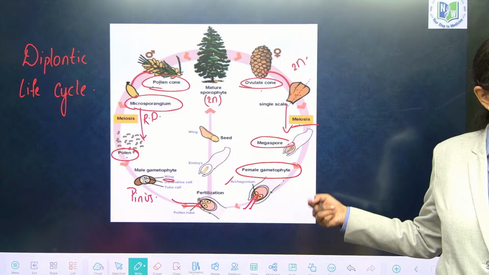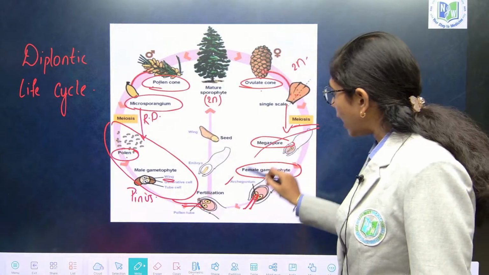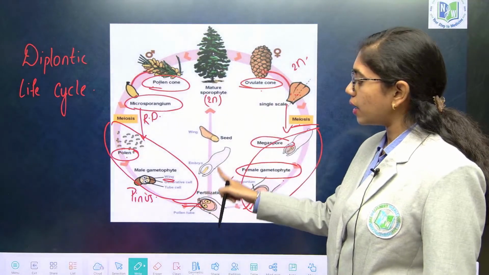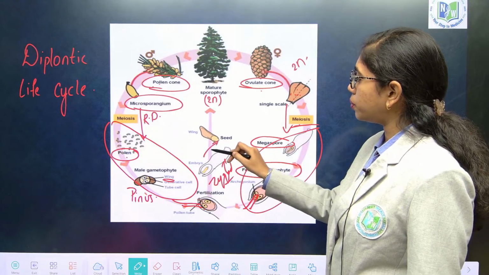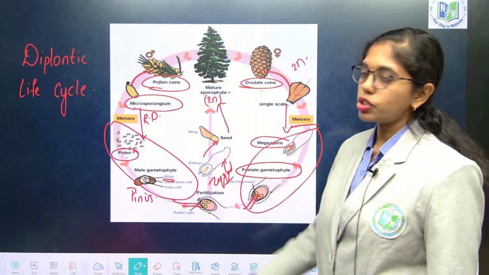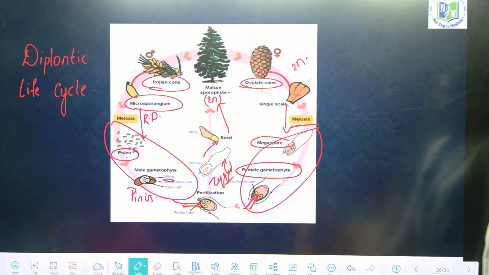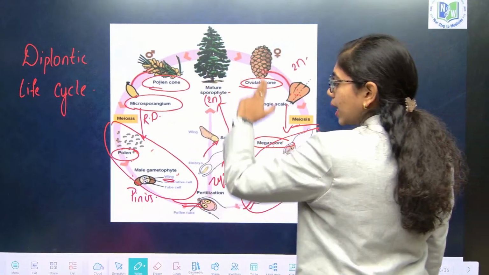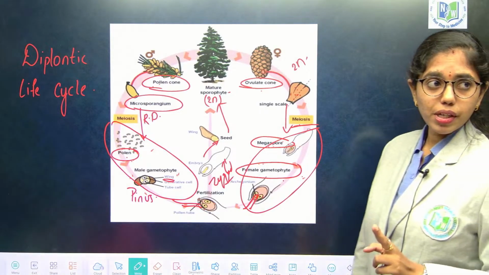The first sporophytic stage is the zygote. So if you can see, only the male gametophyte structure and female gametophyte structure are haploid phases. All the rest are diploid phases. After the zygote is formed, the zygote develops into an embryo, the embryo develops into a seed, and the seed develops into a mature sporophyte. Got it everyone? Understood, no? So except for the haploid pollen grain and haploid megaspore, all the other phases are what? Diploid phases. So what is the life cycle? Diplontic life cycle.